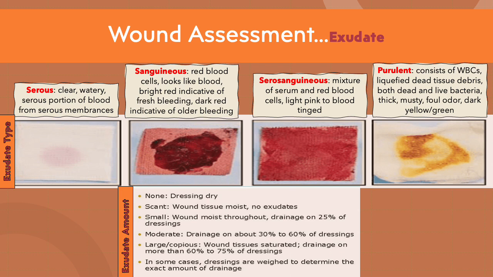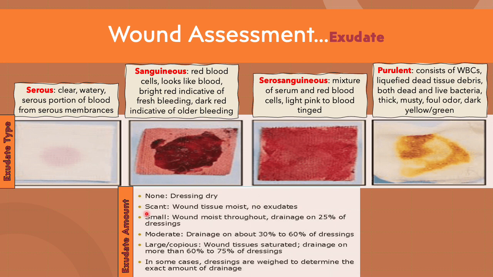The next step would be to measure exudate. Exudate could be serous, clear watery, serous portion of blood from serous membranes. It can be sanguineous, red blood cells, looks like blood, bright red, indicative of fresh bleeding, dark red, indicative of older bleeding. Serosanguinous, a mixture of serum and red blood cells, light pink to blood tinged. Purulent, consists of white blood cells, liquefied dead tissue debris, both dead and live bacteria, thick, musty, foul odor, and dark yellow green. The amount of the exudate should also be measured.